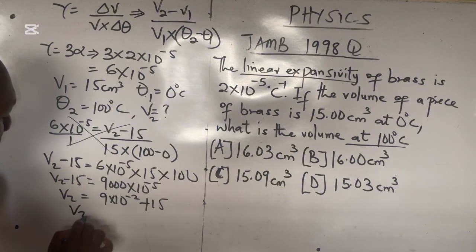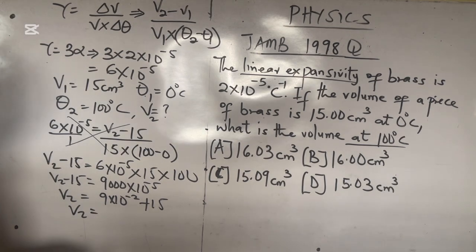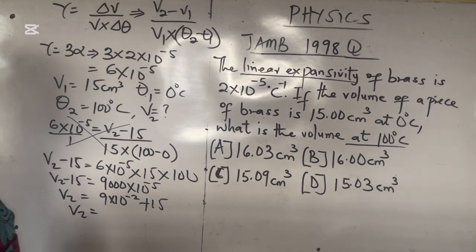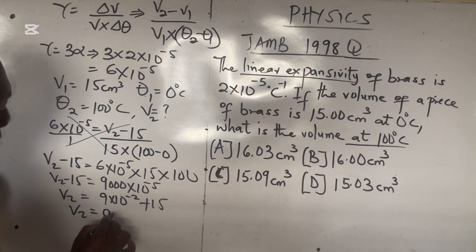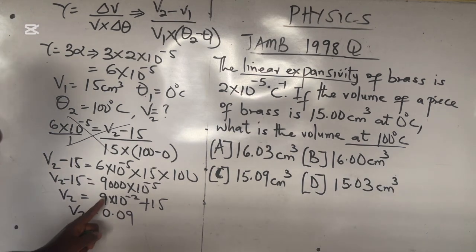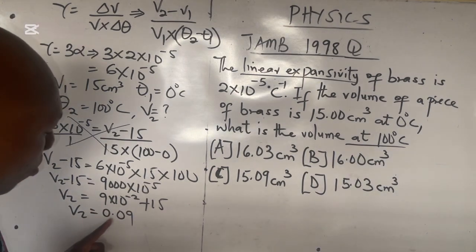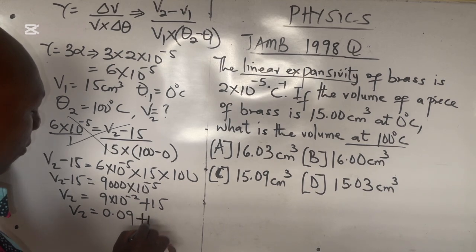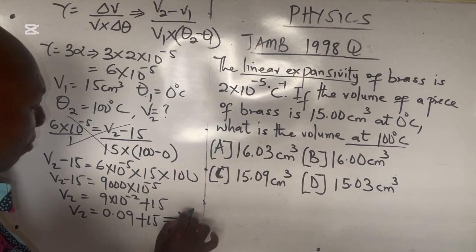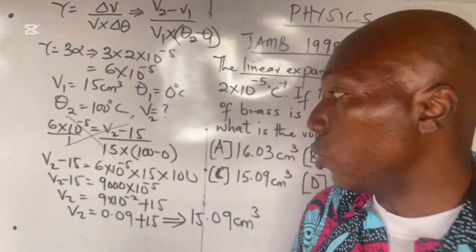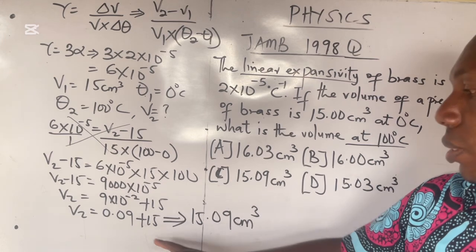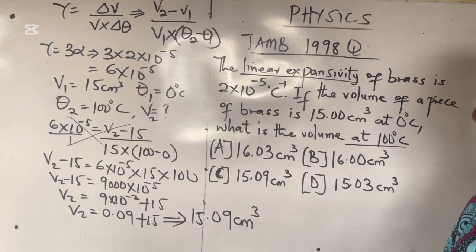So if we do this very well, our 9 times 10 raised to the power minus 2 is 0.09. 9 divided by 100, 0.09 plus 15. So that will automatically give me 15.09 cm cube. So our answer to this question, the final volume, is 15.09 cm cube.